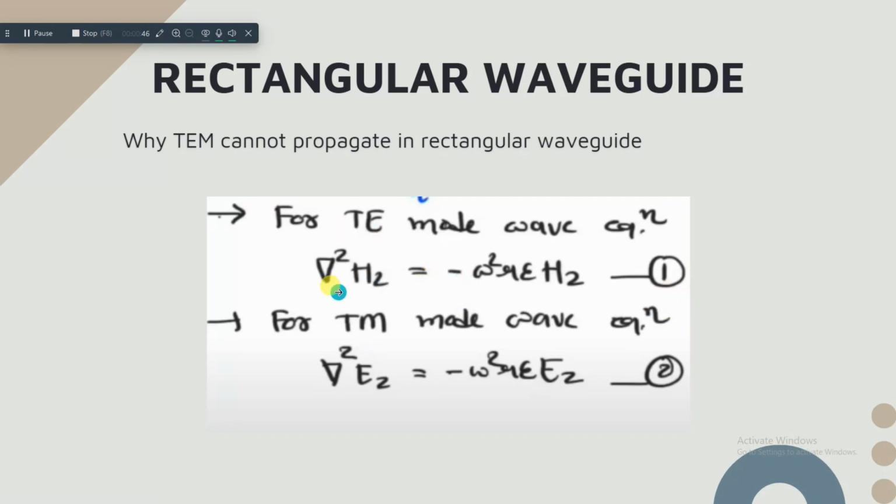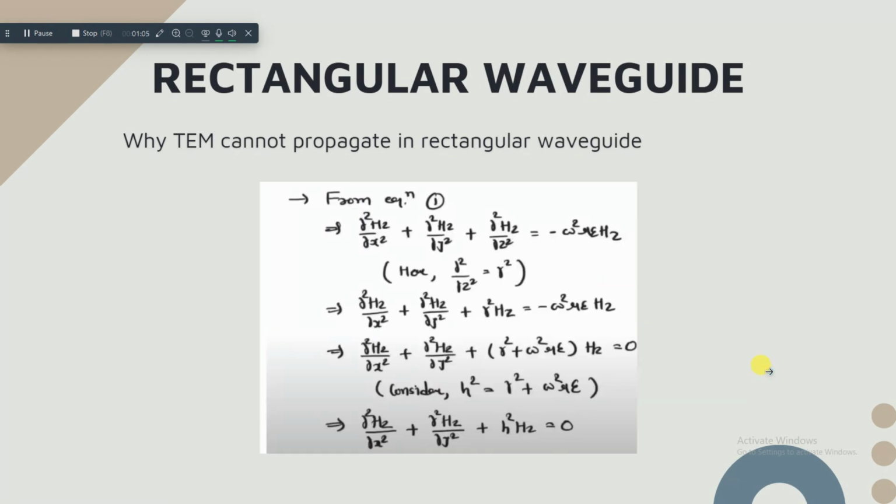So we know the equation for the transverse electric wave: del squared Hz equals negative omega squared mu epsilon Hz, and for the transverse magnetic wave, it's del squared Ez equals negative omega squared mu epsilon Ez. We'll define these as equation 1 and equation 2.